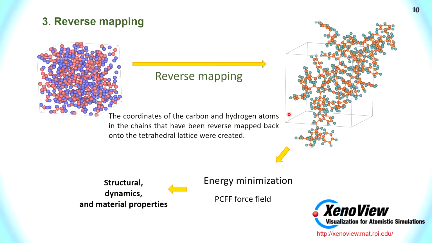The last process is converting from the coarse-grained bead model to fully atomistic. The coordinates of carbon and hydrogen atoms in the chain were created after reverse mapping back onto the diamond lattice. Energy minimization of selected snapshots was performed using the PCFF force field. Then, analysis of structural, dynamic, and material properties of polystyrene with different tacticity was carried out.